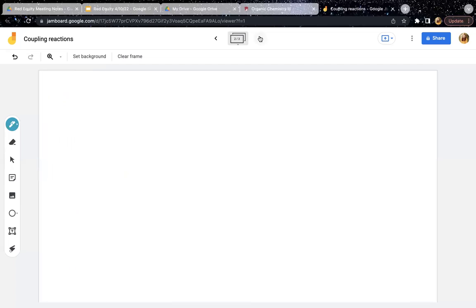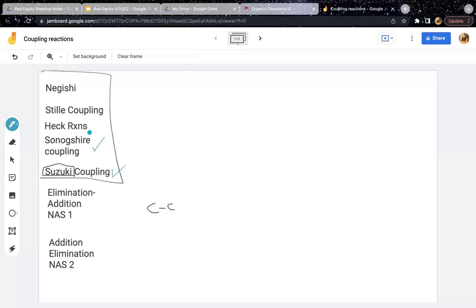So Heck reactions are a little more complicated because they don't have a transmetallation step. Instead, they use an olefin, and so it just works a little bit differently. It still is coupling in the same way. It just doesn't use a metal in it. So we actually won't go over that one because you don't have a metal catalyst. Instead, you use an olefin. So that one's a little harder to explain. But I did just want to touch on it and show that it is still a coupling reaction.